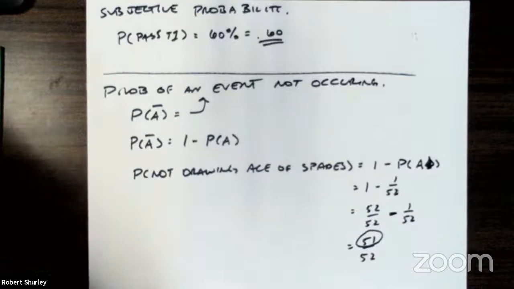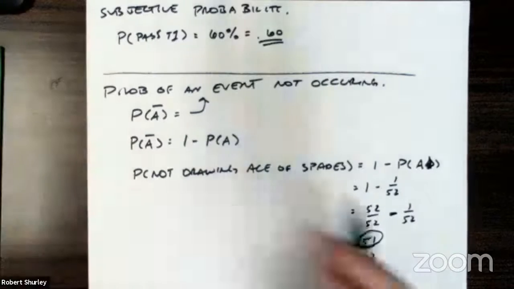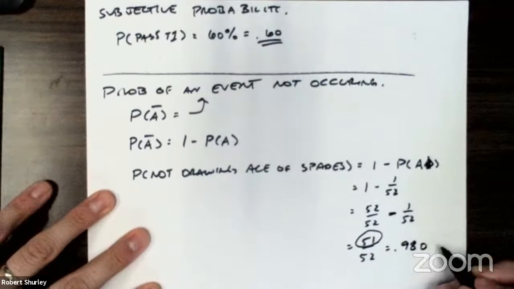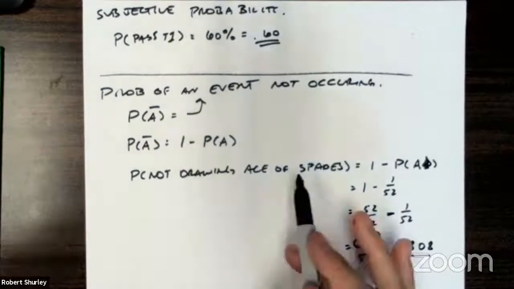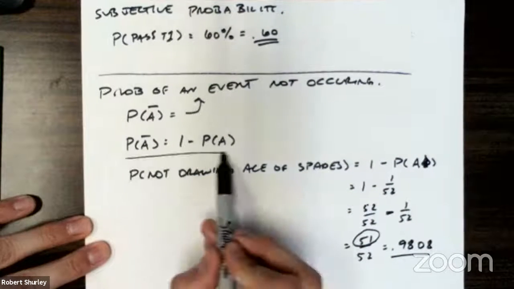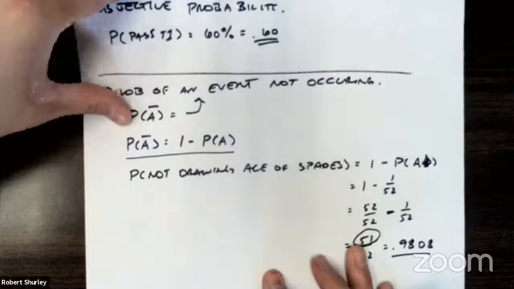Now, just because I want a number attached to this, I'm going to do 51 divided by 52. And we wind up with 0.9808 if we round, okay? So the probability of not drawing the ace of spades is 0.9808. But you can find the probability of not A as 1 minus the probability of A, okay? Let's look at another example.